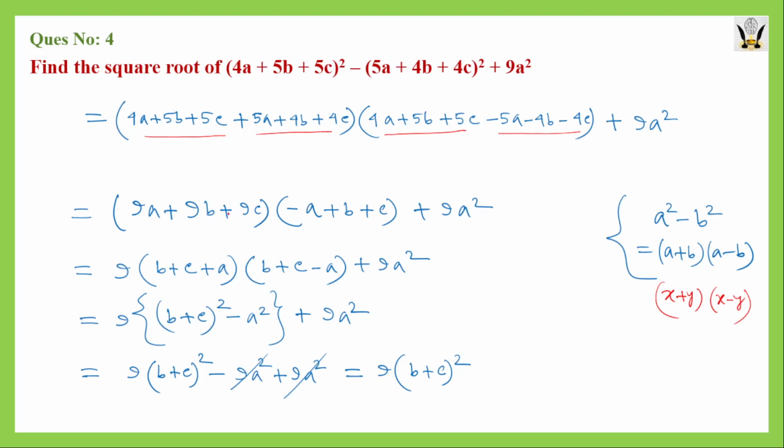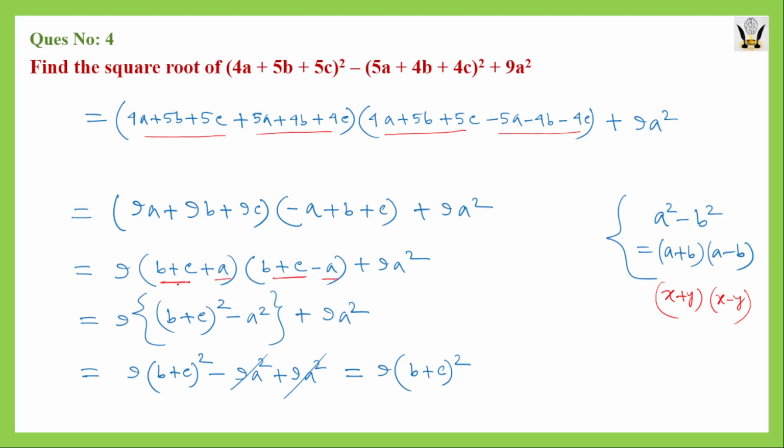So from here, what we can see here is 9 is the common factor. So we have taken 9 common, and then a plus b plus c, or b plus c plus a, and from the second factor it is b plus c minus a, and then the third term. So here again it is the same identity in that format. So b plus c plus a and b plus c minus a.